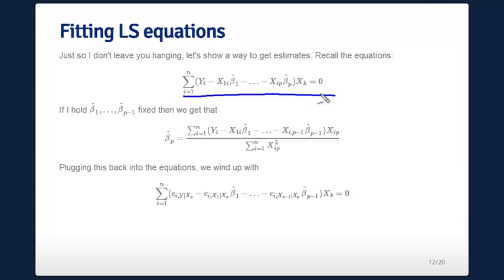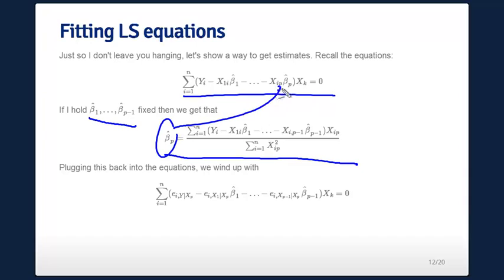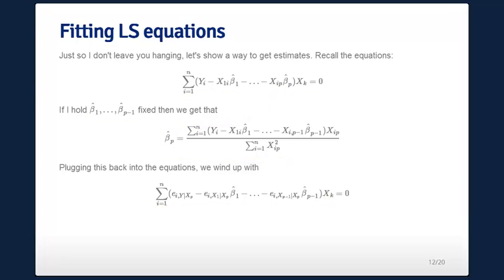So remember, we have this set of equations, and imagine if you held the first p minus 1 beta hats fixed, then you could solve for the pth one and you would get that estimate. And then if you plug beta p hat back into all these other ones, right, plug it in right there, then you wind up again with all of the residuals, e_i of y given x_p and so on, having regressed x_p out. But again, we have this guy right here, x instead of the residual.